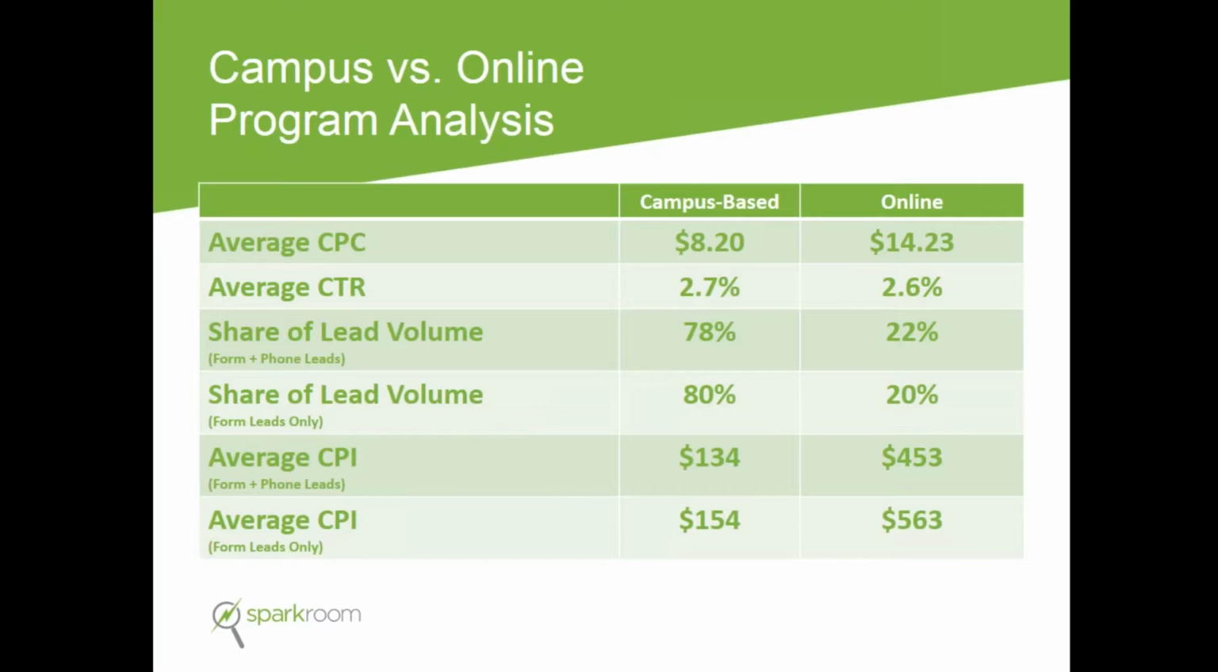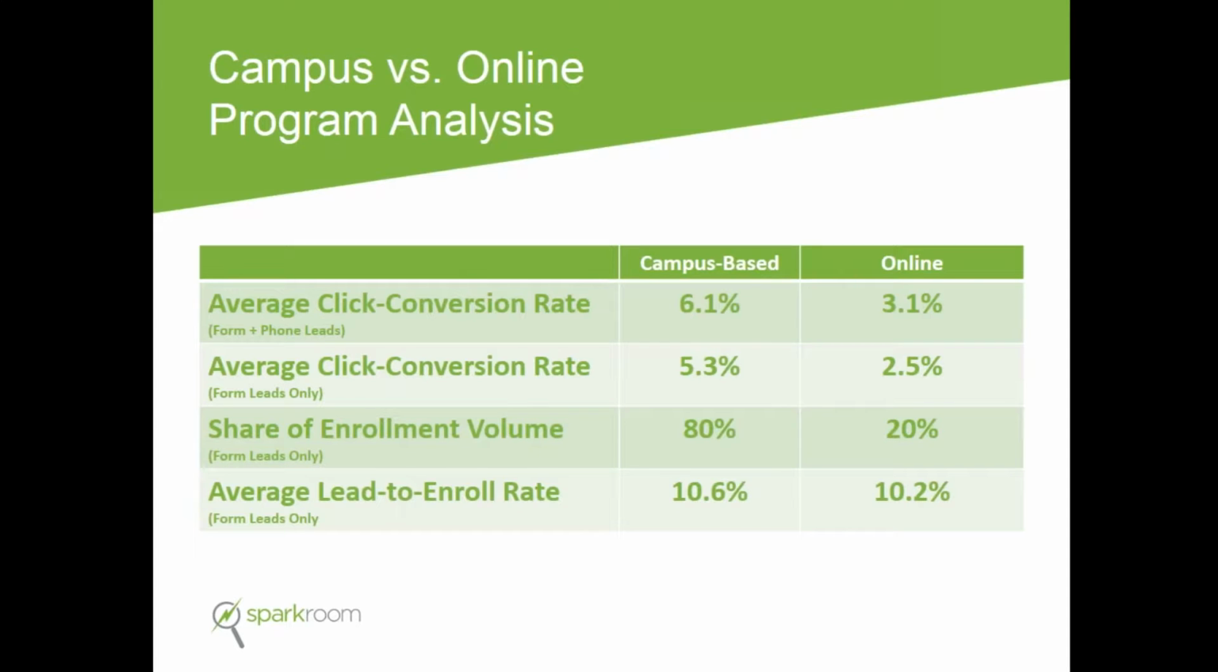So next we'll take a look at the conversion rates and enrollment volume for campus versus online program campaigns. So here we see that the click-to-conversion rate is higher for campus-based campaigns for the groupings of form and form plus phone leads. Campus campaigns represent the larger share of enrollment volume with 80%, and they have a slightly higher enrollment rate than online programs at 10.6%. Looking year over year, there was little fluctuation in the conversion rates for online campaigns, but campus-based campaigns saw a 20% increase in click conversion rate, going from 5% in 2014 to 6% in 2015.